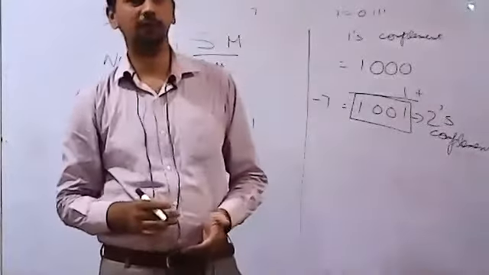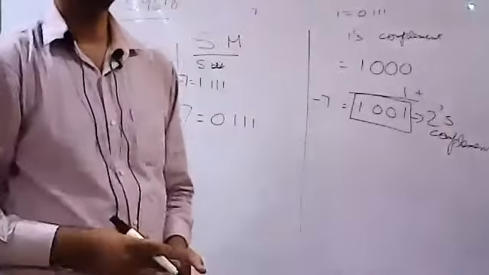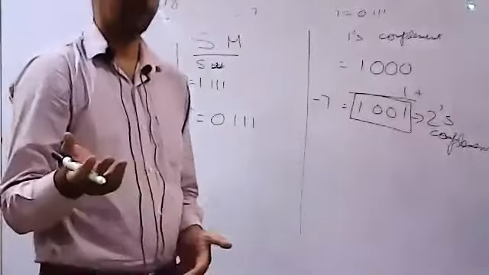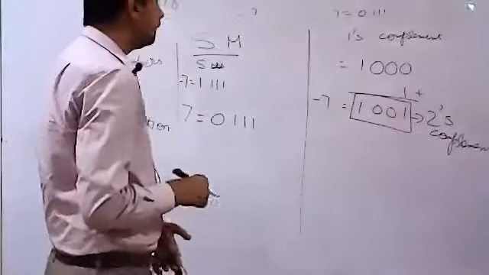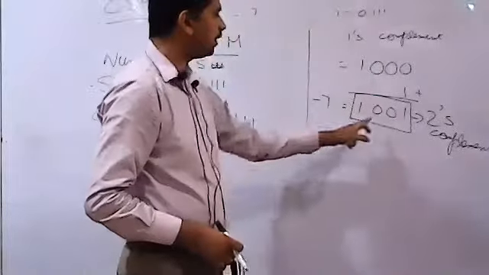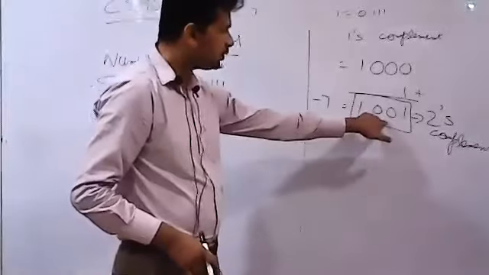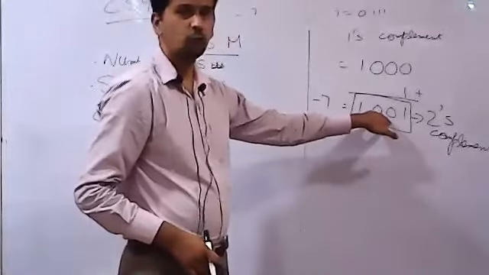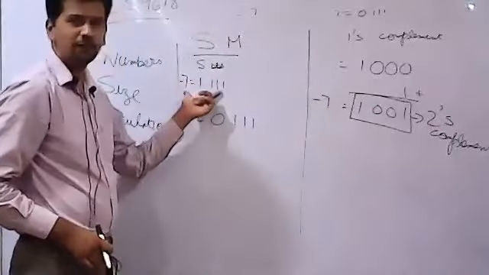This is how the complement method works. We take the complement of a number. If it is negative, we take the complement and then we store it in the computer's memory. Now you can easily see that this +7 and this -7 are represented differently in computers. This is the representation in the complement method, 2's complement to be exact. And this is the representation of the sign magnitude method.